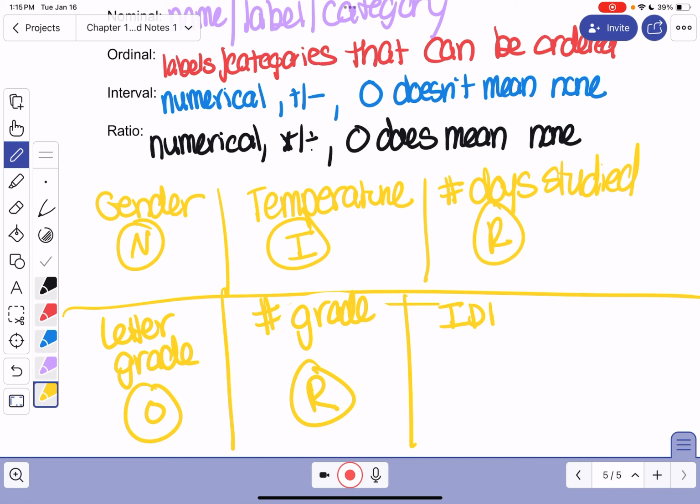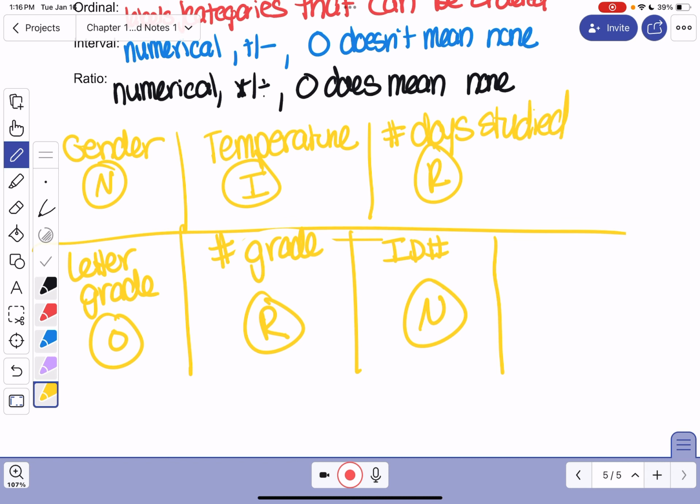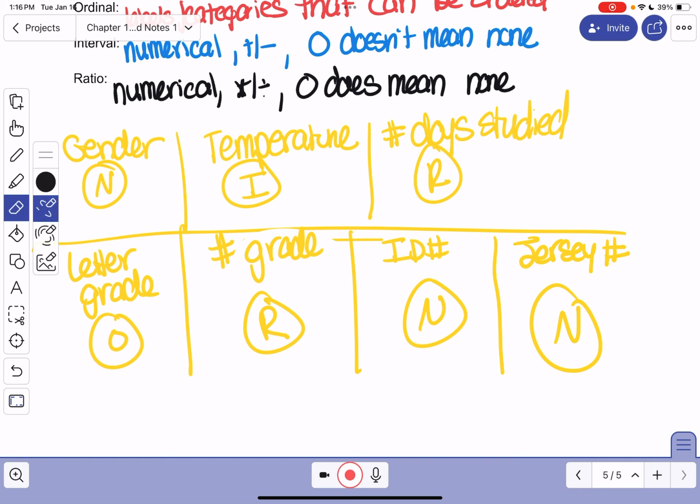An ID number, like your social security number or your student ID, all that does is name you. Like when you go to the cafeteria and punch in your number or when you log in with your student ID, all it does is name you. It's not the order you registered. The whole point is they're not supposed to be able to figure out who it is. So that's just nominal. Jersey numbers are also nominal. All they do is give you a number. It doesn't mean anything. You end up with whatever number they give you. In football, different positions have different numbers, but you still can't put them in order. So it's just nominal.